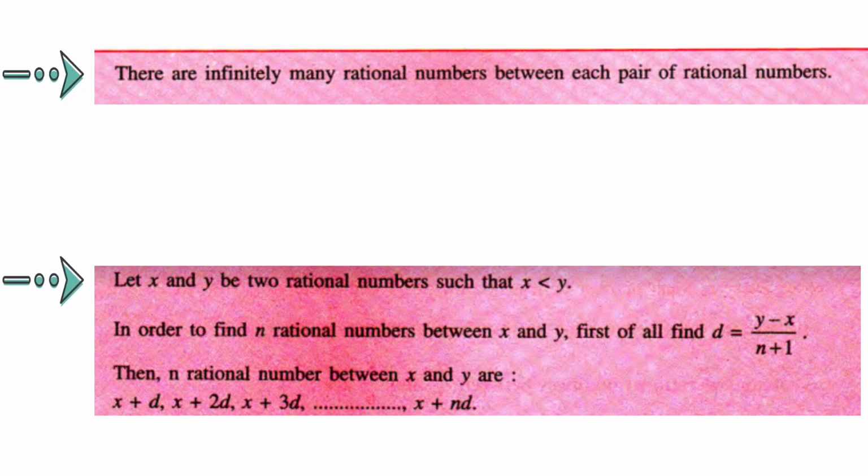Alright, so now there are certain other conditions also. So always keep in mind that there are infinitely many rational numbers between each pair of rational numbers. So as we did before with 3 and 5, in between we only found 3 rational numbers. That's because the question was to find 3 rational numbers. But note that there are infinitely many rational numbers between any pair of rational numbers.